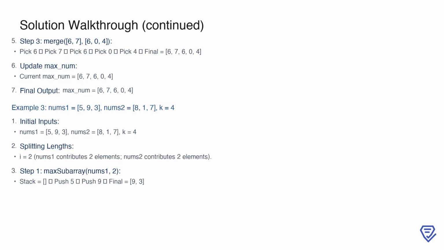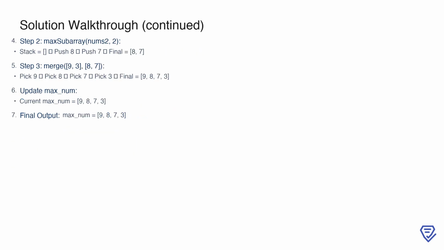Now for the third example, we have nums1 as 5, 9, 3, nums2 as 8, 1, 7, and k is 4. Here we again split k, this time taking 2 elements from nums1 and 2 from nums2. Using max subarray on nums1 with a length of 2, we push 5 and 9 onto the stack. However, we replace 5 with 3 to ensure the subarray matches the required length and maintains its lexicographical order. This results in the subarray 9, 3.